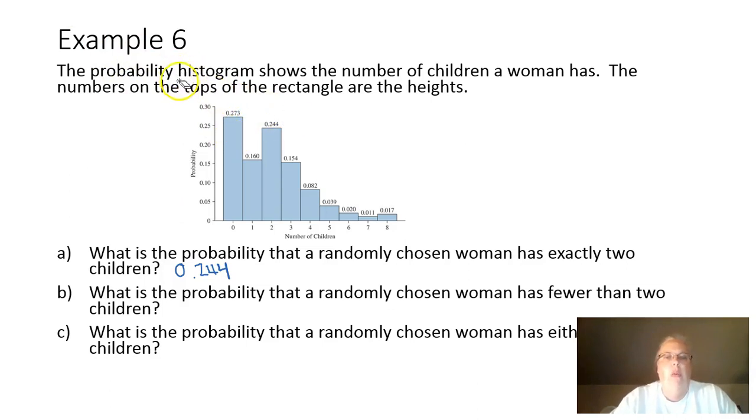B. What is the probability that a randomly chosen woman has fewer than 2 children? Well, that's going to be this rectangle here. This is 0, and 0 is less than 2. And this rectangle here, which is 1, also less than 2. So the probability of having less than 2 children is going to be 0.273 plus 0.160. And this is going to give us 0.433.